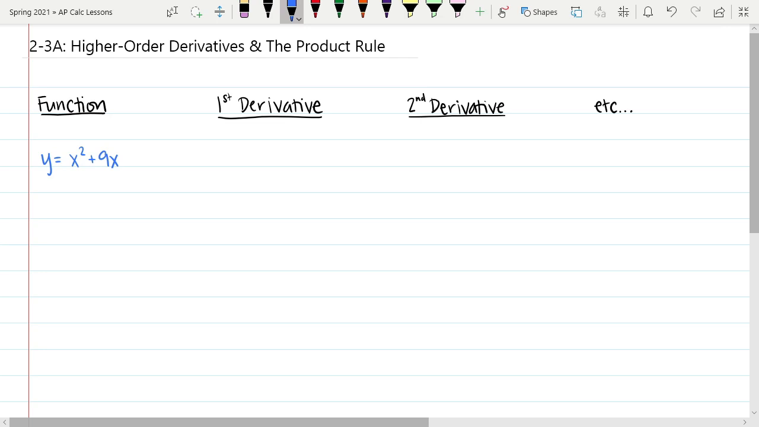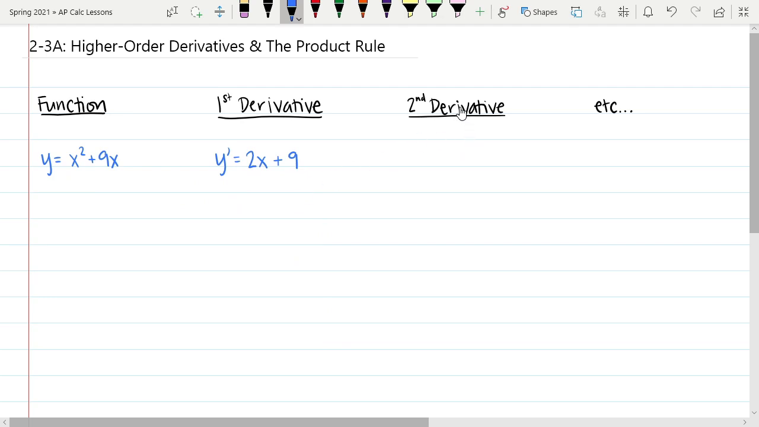Okay, so for this first example, we're going to deal with the function y equals x squared plus 9x. Well, the first derivative, as you just saw in yesterday's lesson, we can use the power rule and our basic derivatives. So we get y prime equals, okay, so derivative of x squared becomes 2x plus the derivative of 9x just becomes 9. So the first derivative of this function is 2x plus 9.